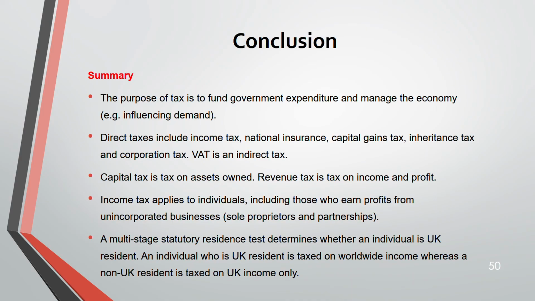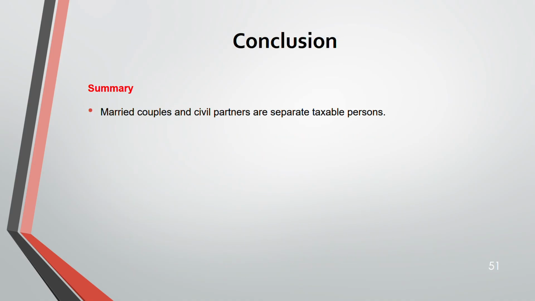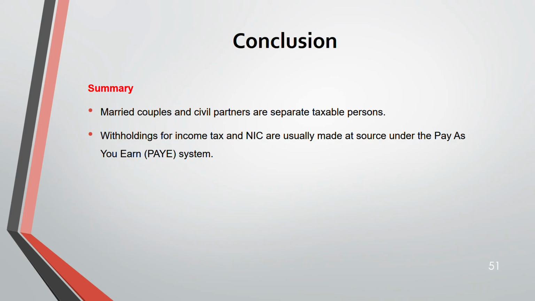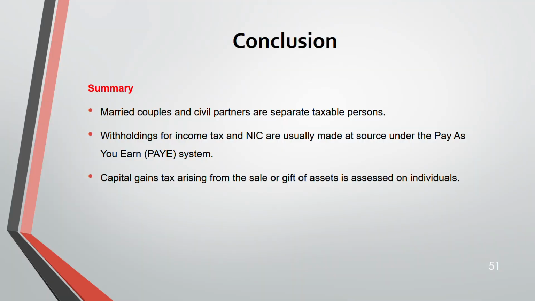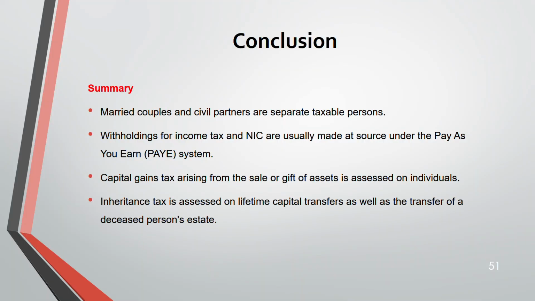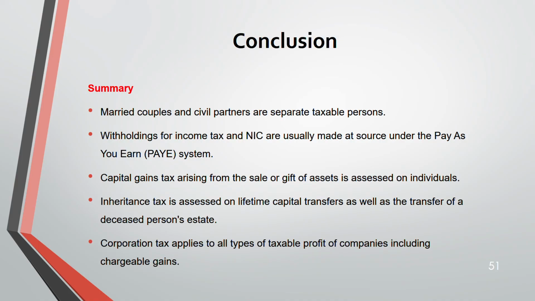Income tax applies to individuals, including those who earn profits from an unincorporated business. A multi-stage statutory residency test determines whether an individual or company is UK resident or not. A UK resident is taxed on worldwide income, and a non-UK resident is only taxed on UK income. Married couples are separate taxable persons, and withholding for income tax and NIC is made at source. That means it is deducted at source, mostly from employees' salary. Capital gains tax is on the sale or gift of assets. Inheritance tax applies when you transfer your capital assets to an individual on death or during lifetime. Corporation tax applies to the taxable profit of the company.